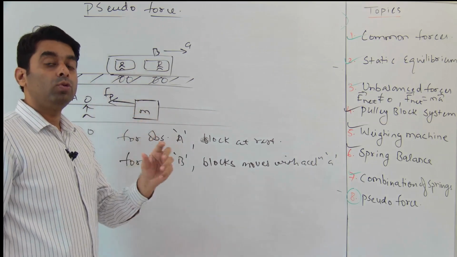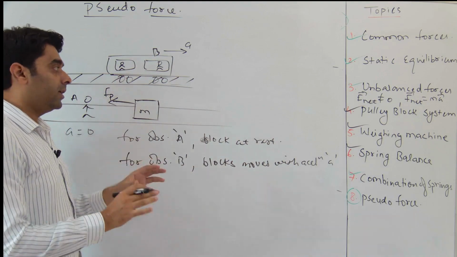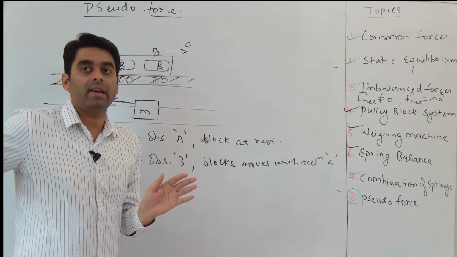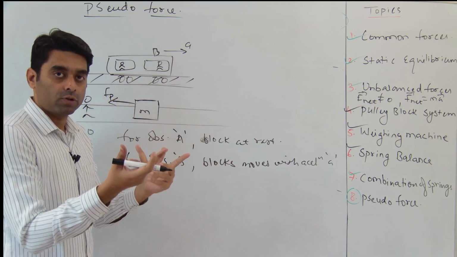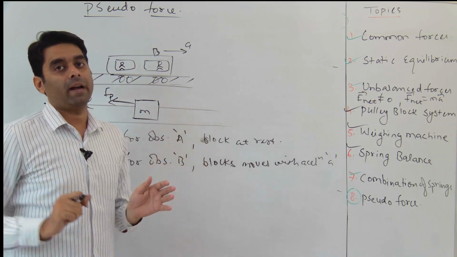The meaning of pseudo is fake. There is no force acting on the block in backward direction. But just for this observer B, it will appear as if the force is acting in backward direction, and due to that pseudo force, fake force, false force, there is an acceleration in backward direction.